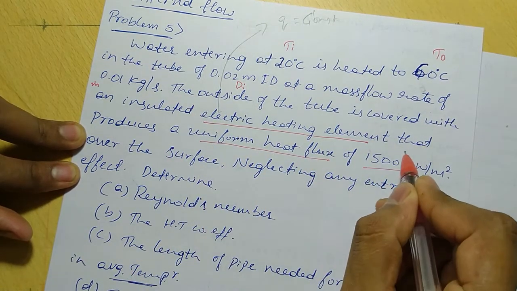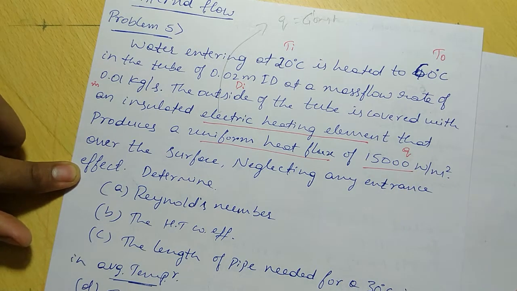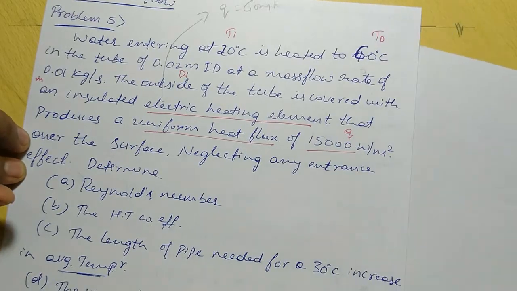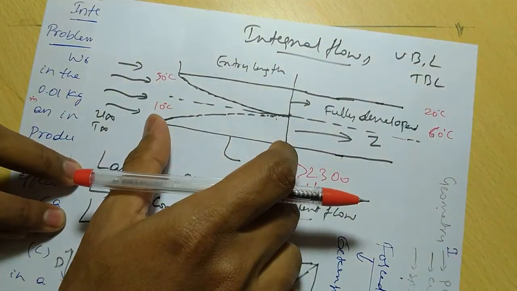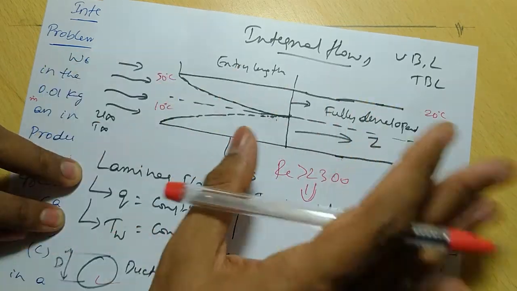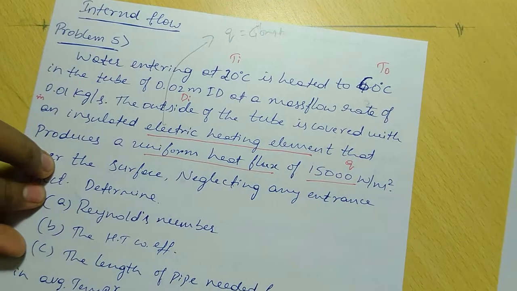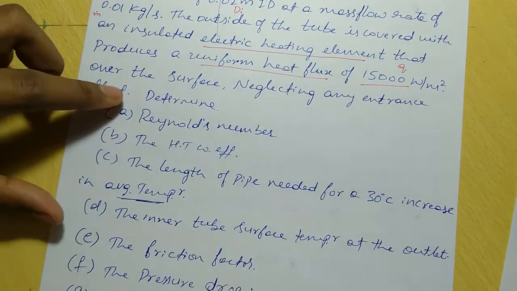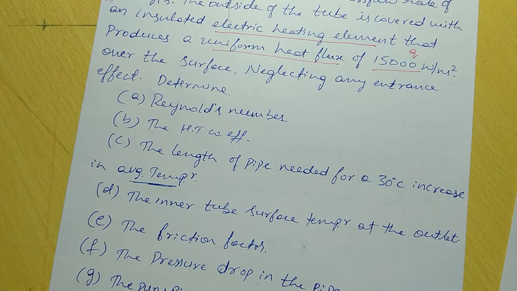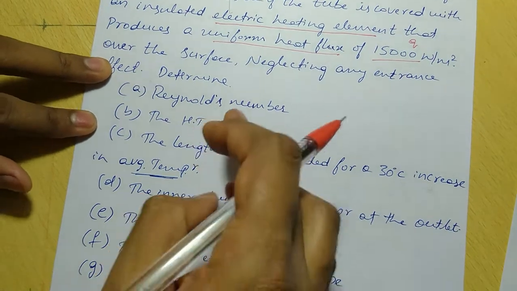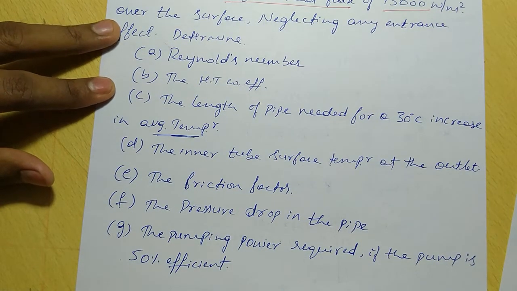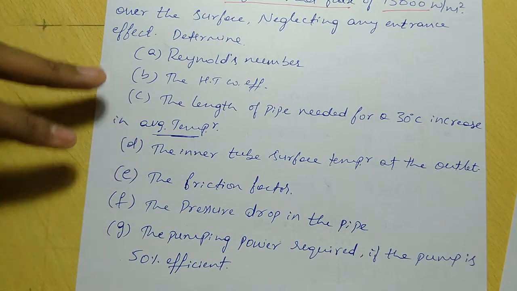And the Q value is given as 15,000 watt per meter square over the surface, neglecting any entrance effect. Neglecting any entrance effect means, as I already discussed, this effect is neglected. Then you have to consider the complete flow as fully developed flow. We have to determine the Reynolds number, the heat transfer coefficient, and the length of the pipe needed for 30 degrees centigrade at the inner tube surface. These are the sub questions we have to find out.